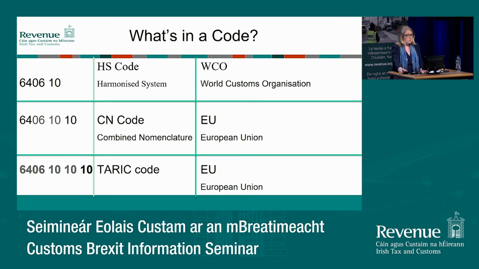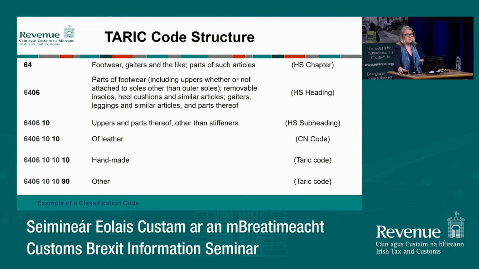Now, I mentioned already about the various codes. I'm not going to stay on these. These are just takeaways you can take away and look at in your own time. 6 digits is HS, 8 digits is what you need at export, that's a CN code, and then 10 digits is what you need when you're importing goods, and that will give you the rate of customs duty on bringing those goods into Ireland. And that just gives you an idea of the structure of it. You have a chapter, a heading and a subheading and so on down.